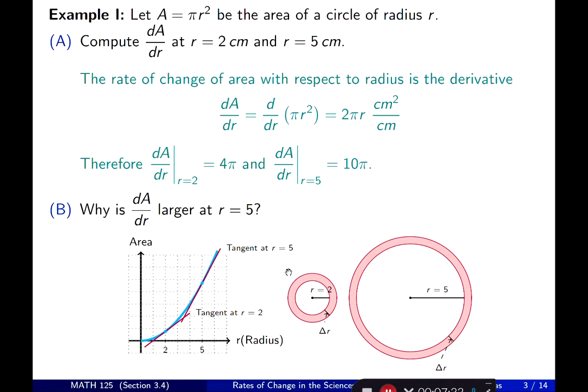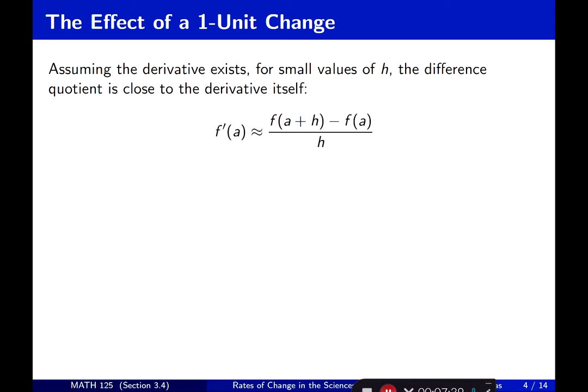Now that we discussed this, let's discuss a change by one unit. We've discussed this in sections 3.1 and 3.2 once. It's just a representation of the derivative. So the effects of a 1 unit change: assuming the derivative exists for small values of h, the difference quotient is close to the derivative itself.